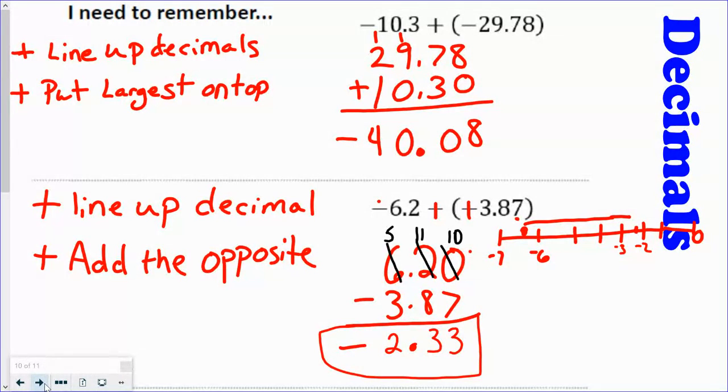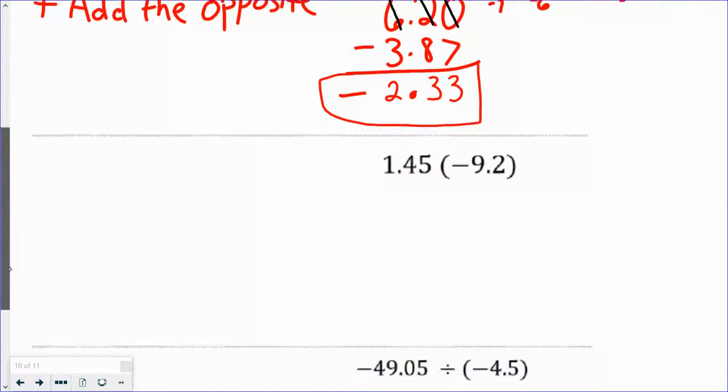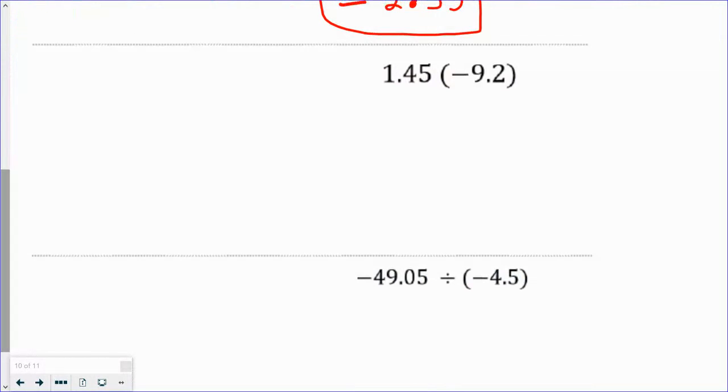Need to pause this to finish it up. Next, we're going to go on to multiplication and division. Now remember, multiplication and division have different rules. Okay. I don't need to line up my decimals. I normally will go ahead and put my larger value on top.